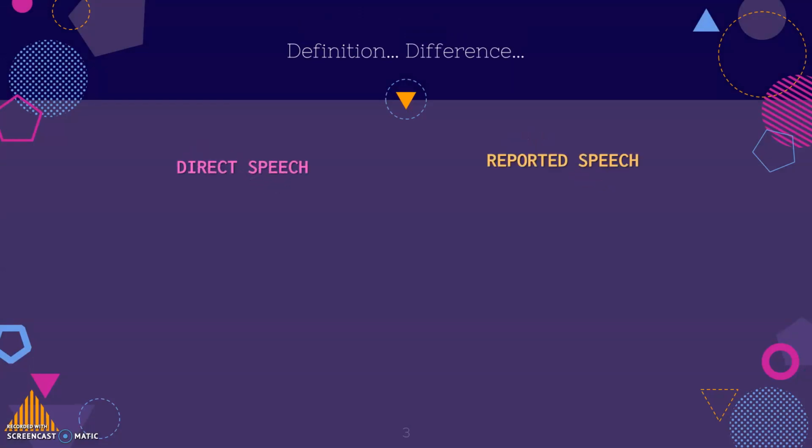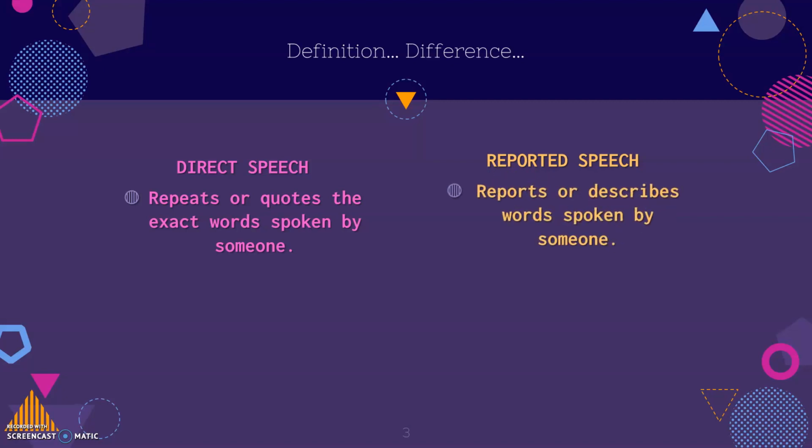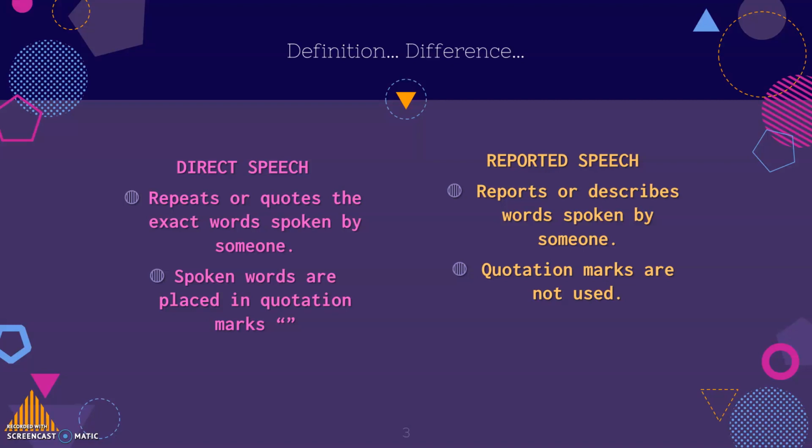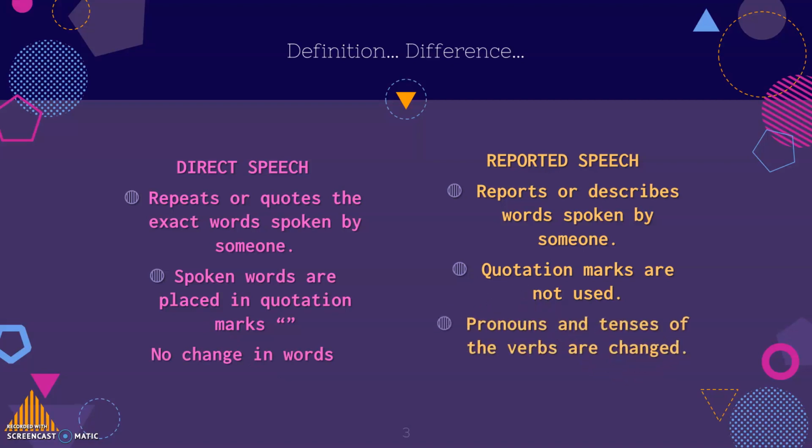Direct speech repeats or quotes the exact words spoken by someone, while reported or indirect speech reports or describes the words spoken by someone. Spoken words in direct speech are placed in quotation marks, while quotation marks are not used in reported speech. There is also no change in the speaker's words with direct speech, while pronouns, tenses of the verb, and time expressions are changed in reported speech.